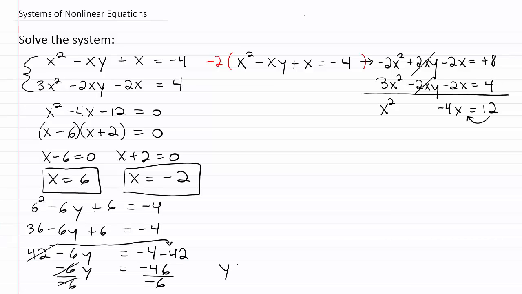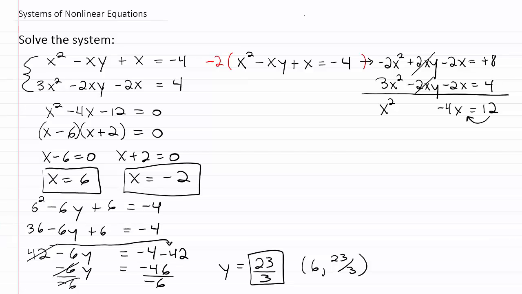And you'll get the answer that y is equal to, and all we can do here is reduce, right? So 2 goes into both of these numbers. I'll have 23 thirds. All right, so that's one y value, and that was when x is equal to 6. So that will give us the point. Let's keep a note of this: 6 comma 23 thirds.